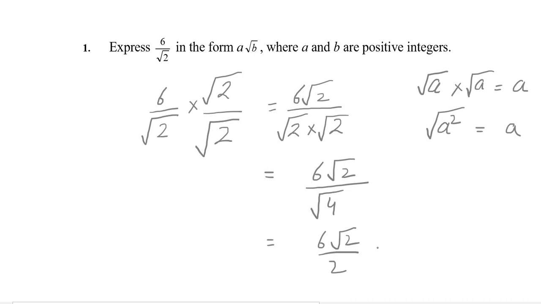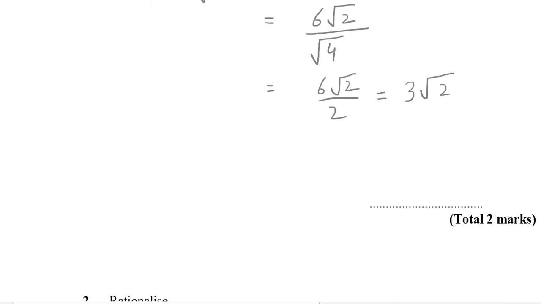And you can simplify more, so I can do 6 divided by 2 is going to be 3. I can do it because both numbers are outside the square root, so it's going to be 3 root 2. In the question you can see we have to find a and b in the form of a root b. So 3 is a and b is 2. So you get 2 marks for this question.